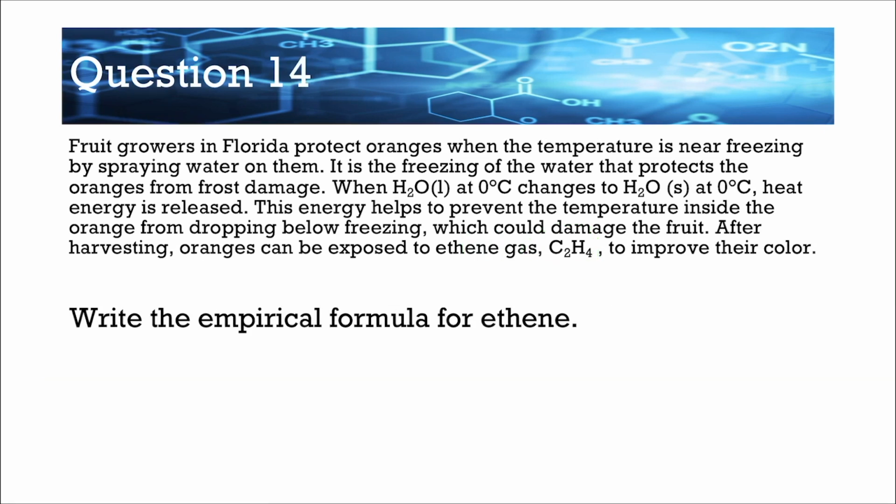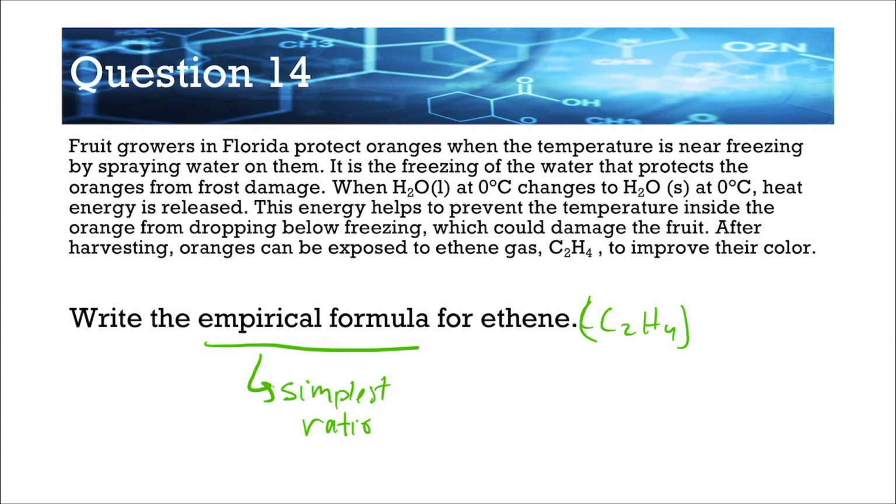Number 14. Again, the same paragraph on Florida oranges. But now it's asking you for the empirical formula of ethene. So again, ethene is this C2H4 compound. An empirical formula from way back when is the simplest ratio. So how can we simplify C2H4? Divide everything by 2. So you get 1 C and 2 H's. So between here and here we have the same ratio, but now we have the simplest form, and that is the empirical formula.